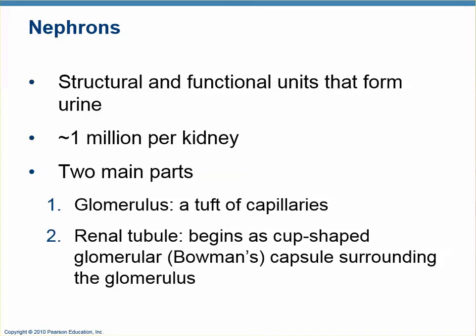So the nephron is the structural and functional unit of the kidneys. What the nephron does is actually take the blood plasma out of the blood, reabsorb everything that you want to keep, and what's left over is the waste products that you want to get rid of.